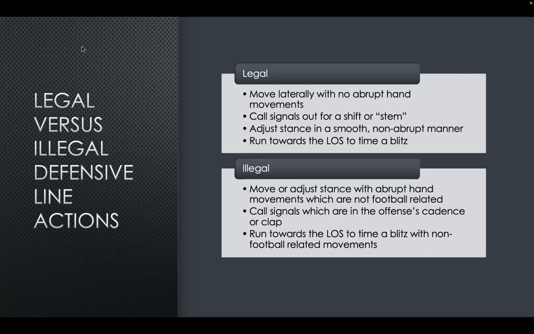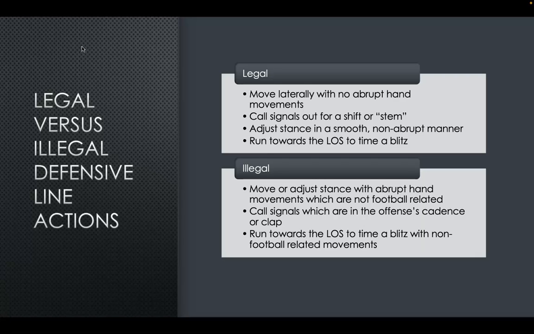As I said earlier, the defense can call out signals to move. That is predicated on the signal not being in the offensive cadence. If the offense in their cadence yells go, the defense cannot yell go. If the offense claps, the defense cannot clap. It is the defensive responsibility to make their adjustment.